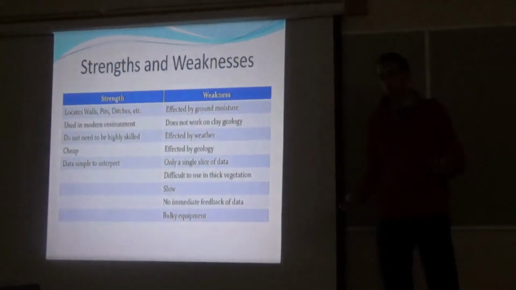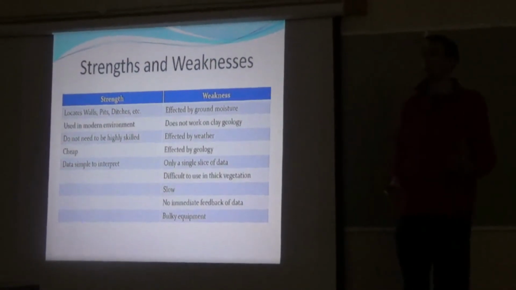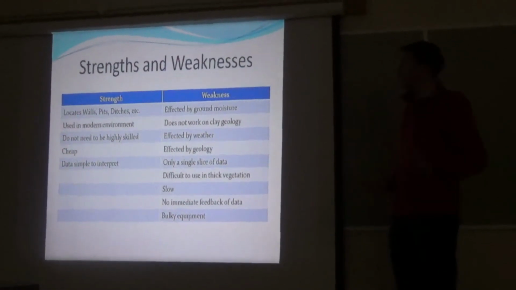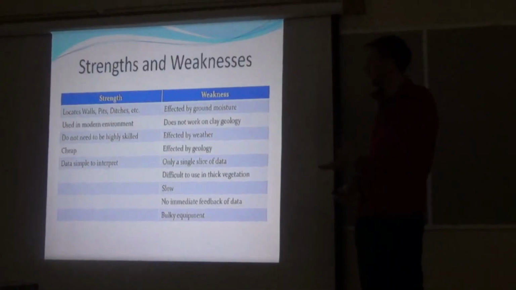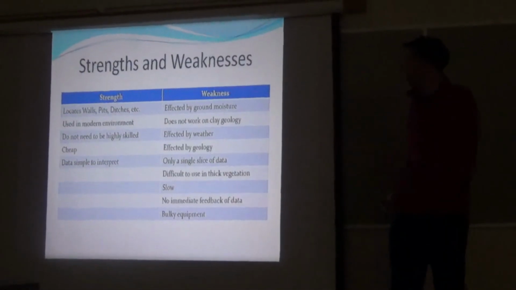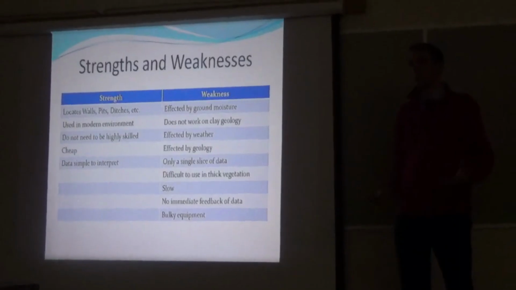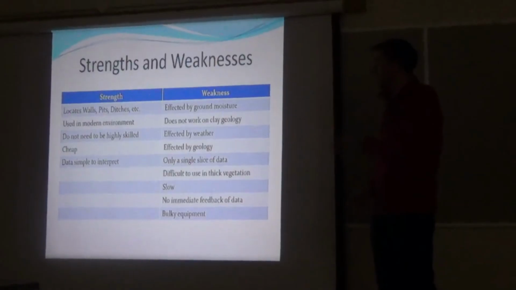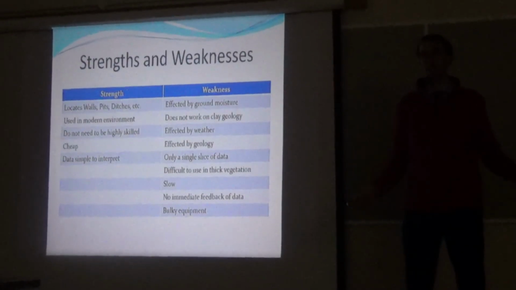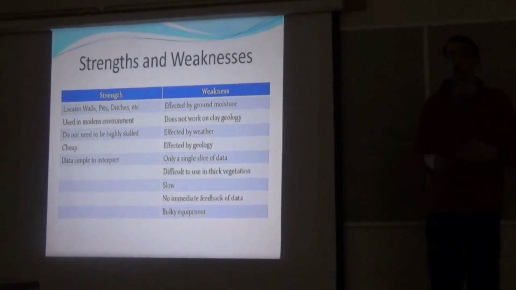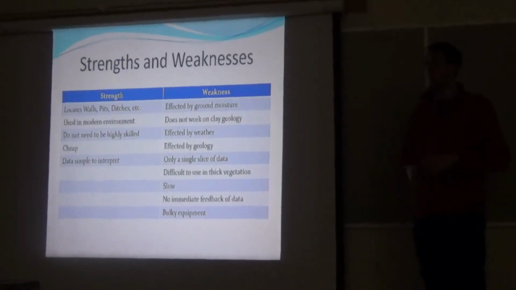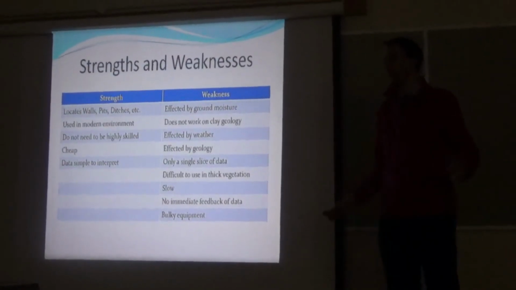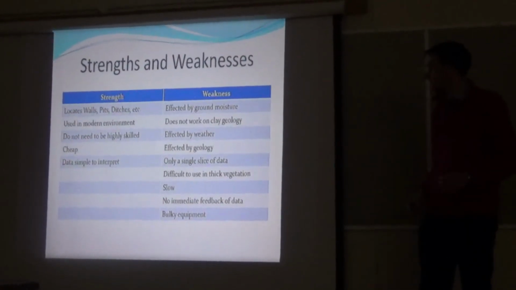So, with all the techniques we're going to discuss, there are lots of strengths and weaknesses, and it's important to understand these. So with resistivity, it's very good for locating walls, pits, ditches, things that have a difference in resistance. It's very good in urban environments. It's not affected by the urban environment. So I do a lot of community archaeology work. We do a lot of work in village greens, in people's gardens, and it's not affected by any of that, unlike the other techniques.